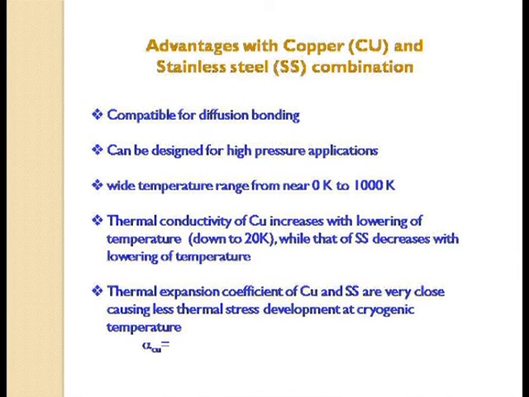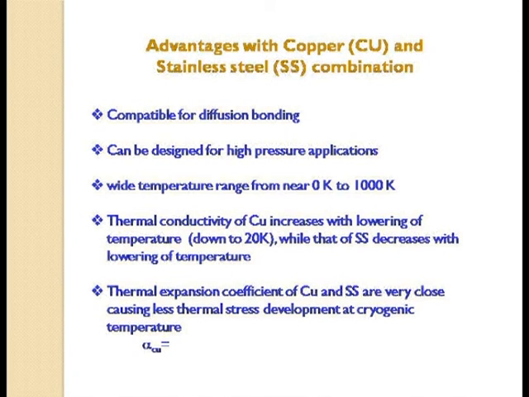Now, as I said, copper and stainless steel are the best materials for these perforated plate heat exchangers. And why are they preferable? Some of the reasons are written here. They are highly compatible with diffusion bonding, can be designed for high pressure applications and a wide temperature range, which you have known already. Then thermal conductivity, this is important. The thermal conductivity of copper increases with lowering temperature. If the plate conductivity increases as you go down to lower temperature, that is a benefit for us. At the same time, the stainless steel conductivity decreases with lowering of temperature. That means as you go down to lower temperature, the heat exchanger becomes more appropriate as a heat exchanger, because they are working exactly as required.